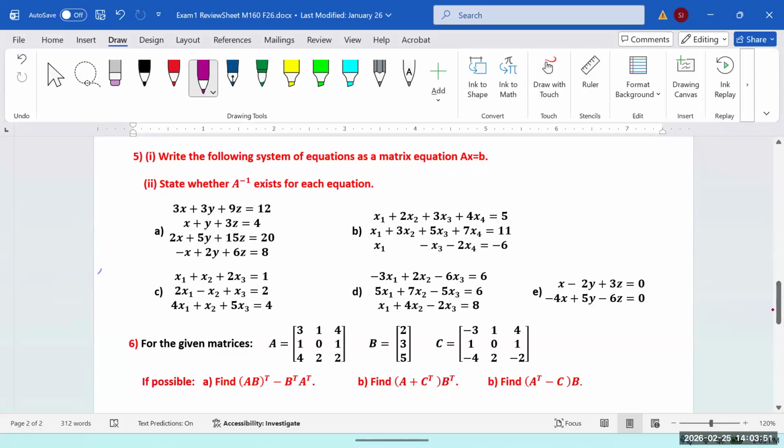And here you don't have to find any inverse. So no inverse. You just have to convert this into a matrix equation like AX equals B. B is your right side. A is all the coefficients. And X is the variables X, Y, Z.